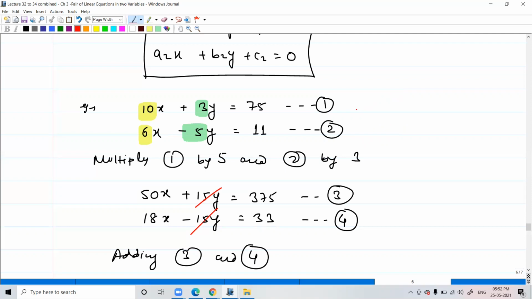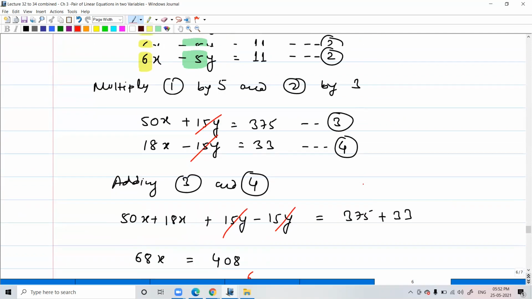We can pick any one, first or second; there's not much difference in this question. So let's pick the first one itself. Okay, I want to find the y value. So this 10x plus 3y.